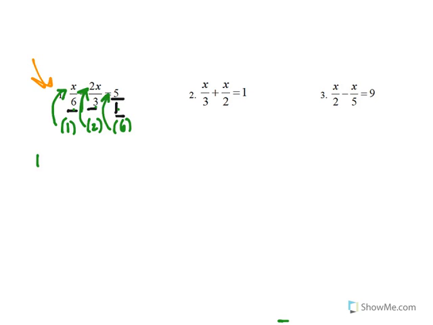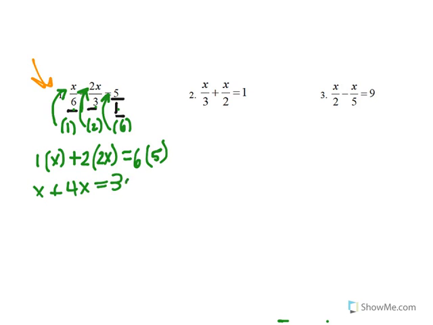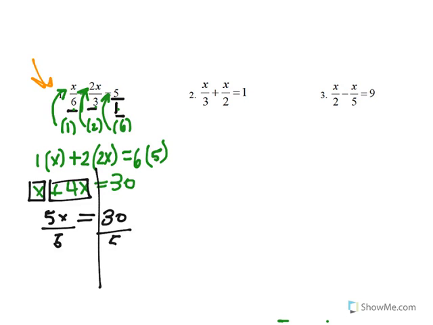And I get 1 times x plus 2 times 2x equals 6 times 5. And now I just simplify. I get x plus 4x equals 30. I combine my like terms, I draw the line, and I get 5x equals 30. Divide both sides by 5.